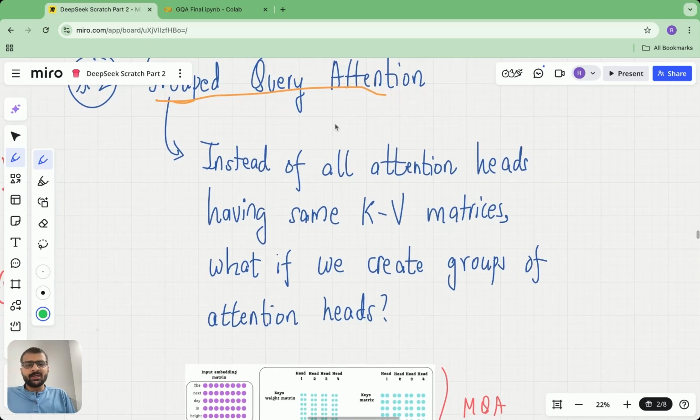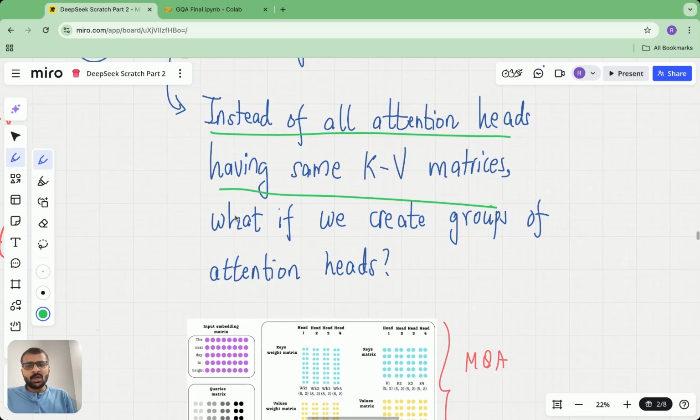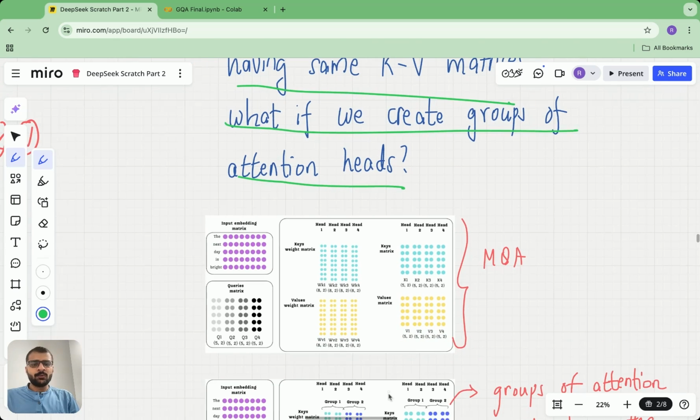Essentially, what grouped query attention says is that instead of all the attention heads having the same key value matrices, what if we create groups of attention heads? And what if those groups have the same values? Let me explain what this means in a lot more detail now.